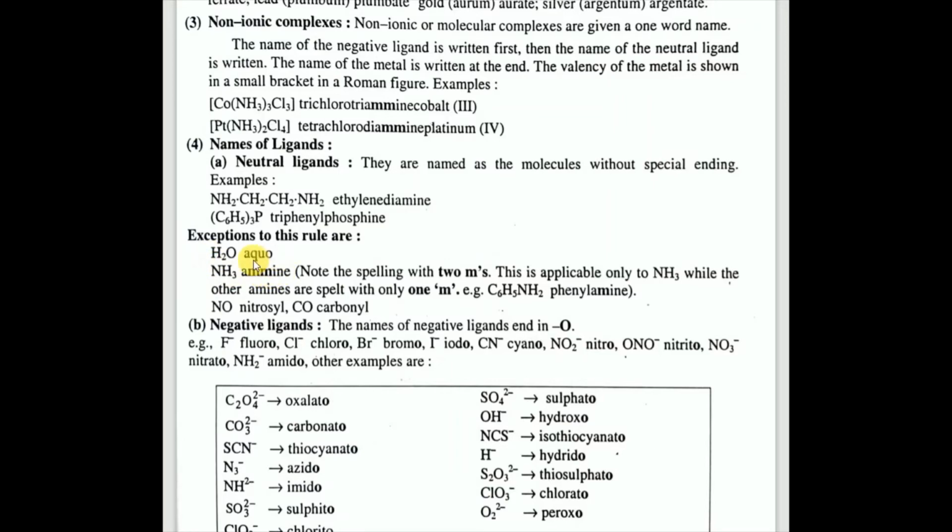And when we write the name ammine, we use double M. Here 2M is used. And for other amines, here C6H5NH2 is phenylamine. So when phenylamine is there, we write only 1M. Then if NO is there, nitrosyl. CO is there, carbonyl. So these are the names of neutral ligands. Means a neutral ligand present in any cationic, anionic or non-anionic complex, we simply write the name of the neutral ligand.